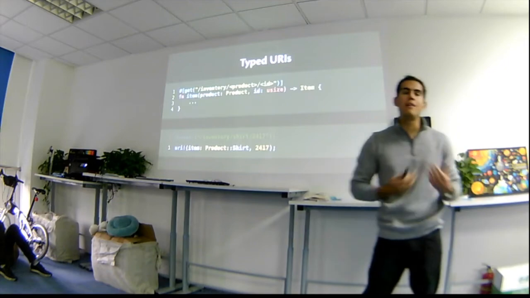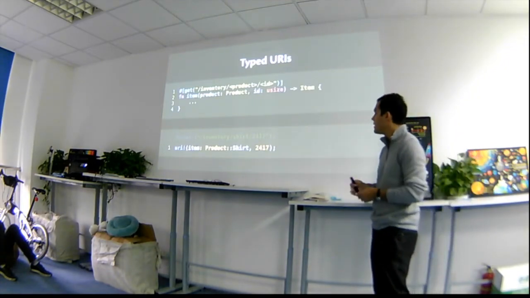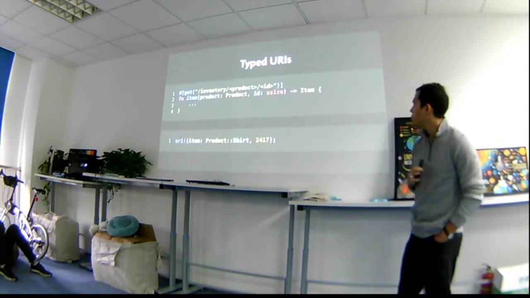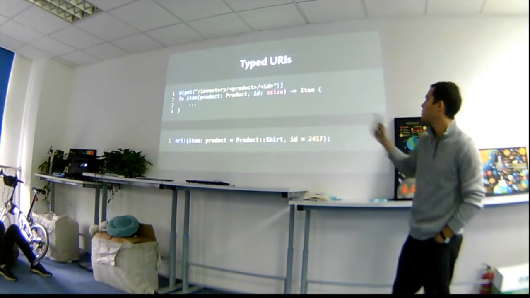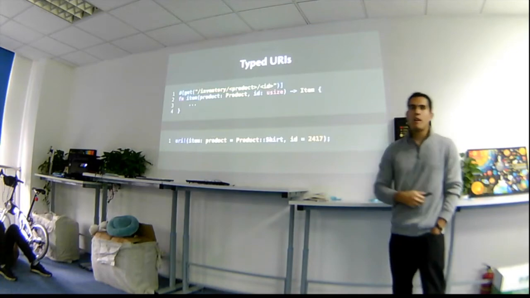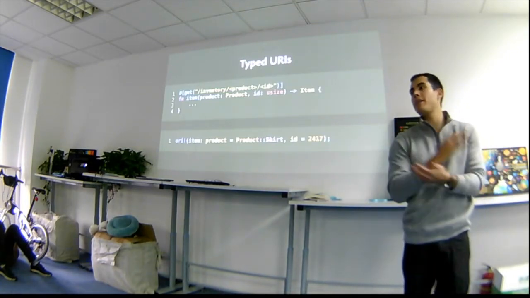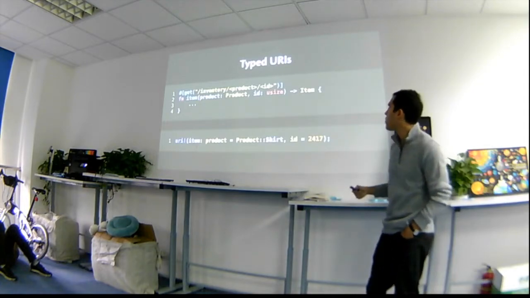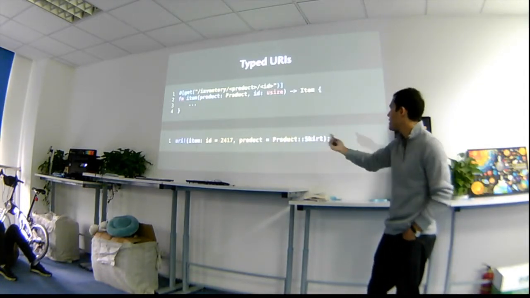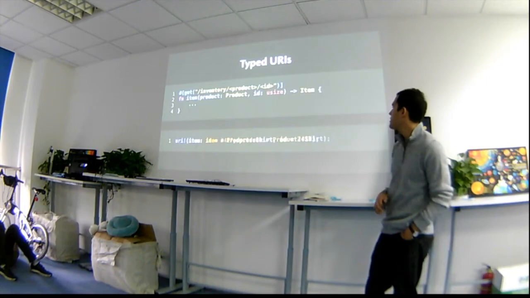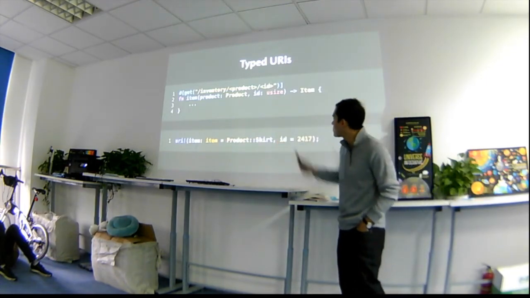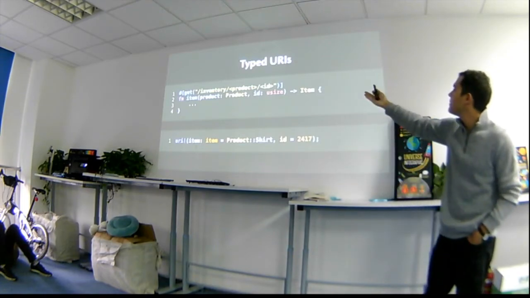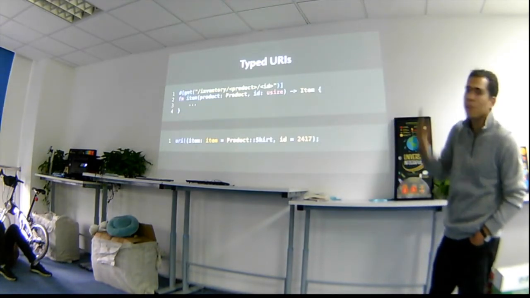Now that's sort of not fun sometimes, so you can actually name the arguments as well. So you can say product equals product, ID equals 2417, and then ordering doesn't matter. But now names matter. Ordering doesn't matter, but if you were to get the name wrong, so if we said item equals product, then that's wrong. There's nothing named item inside of the route named item.